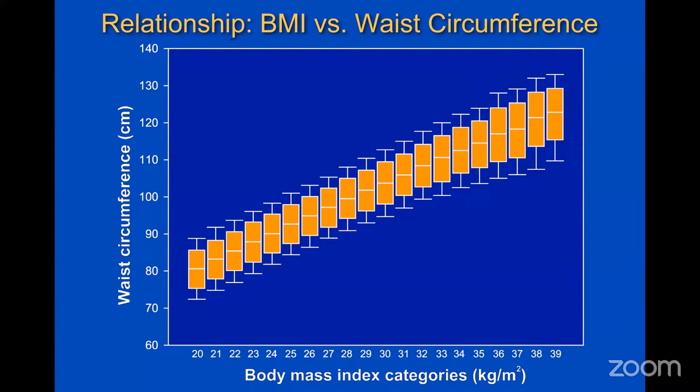So here's the relationship. This is why BMI alone isn't enough information. Look at somebody with a BMI here of about 30. They can have a waist circumference of 85 centimeters or 110 centimeters. That is a really big difference. And in fact, you can go down here and have a BMI of 25 and have a waist circumference of nearly 100. That is not healthy. Those are folks that are very much more likely to develop cardiovascular disease.